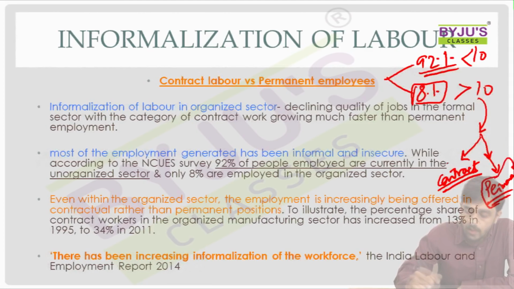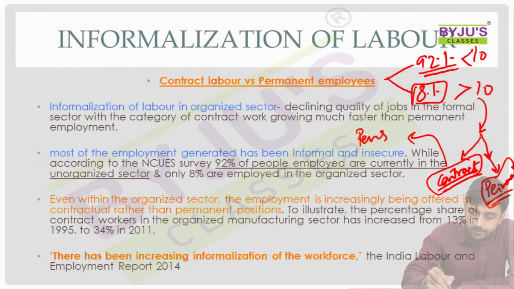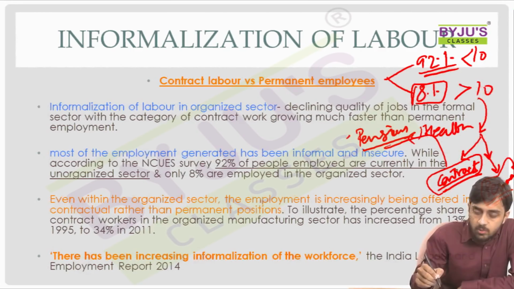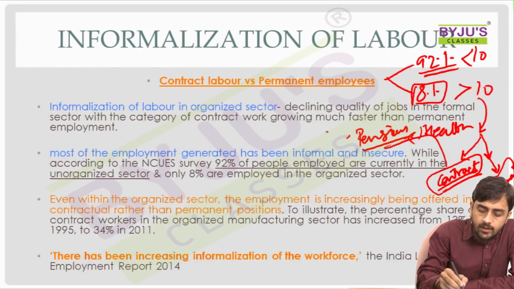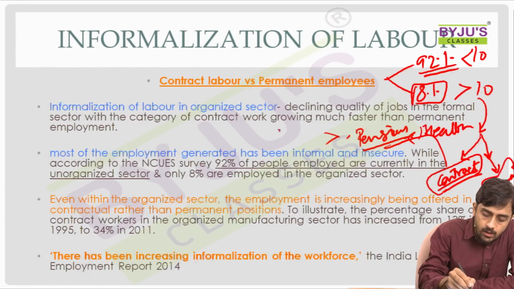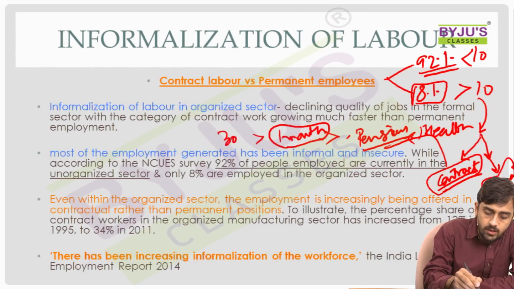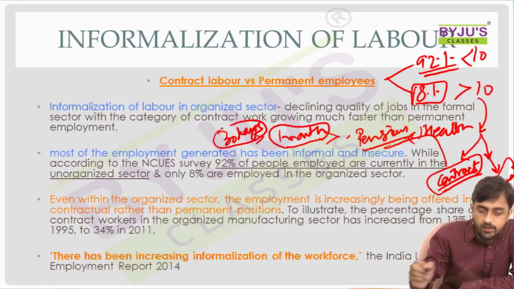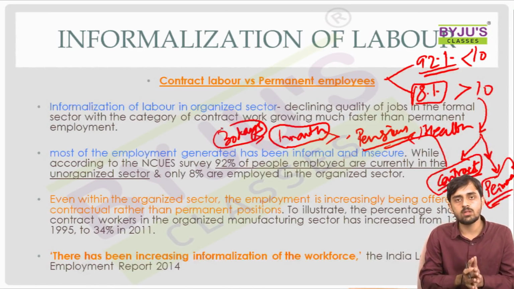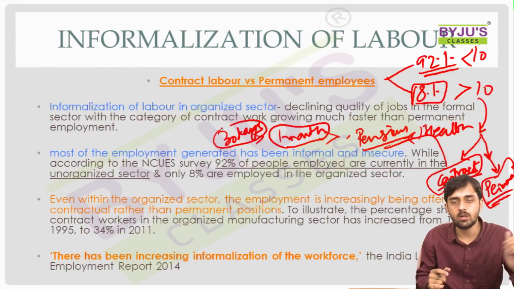Now, a worker who is given the job on the basis of contract is again not entitled to pensions and healthcare benefits as compared to a permanent employee. And why the position of a contractual worker actually is relatively better as compared to the worker in the unorganized sector is that they have to be given a notice of 1 month before they are actually laid off, or they will have to be given a compensation of 30 days of wages in case they are fired.